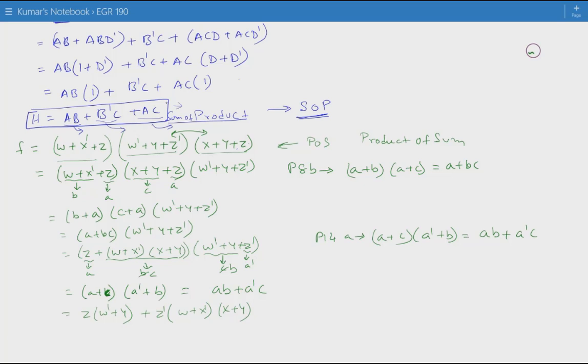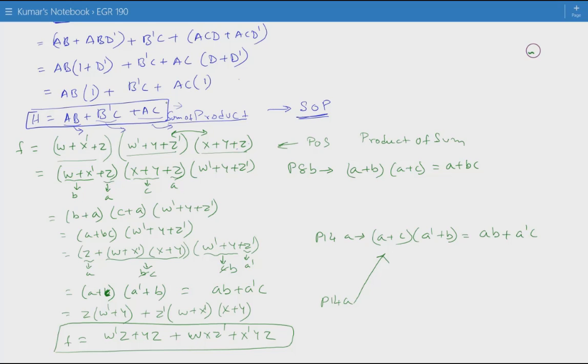And if you expand this even more, we have to apply this property, P14a, again. The function expands to w bar z plus yz plus w x z bar plus x bar z. So here, this is one of our optimizations. Basically, we went from 9 literals to more. We went to 10 literals, but when we optimized, we made the circuit a little faster, which we will see when we design the logic circuits.